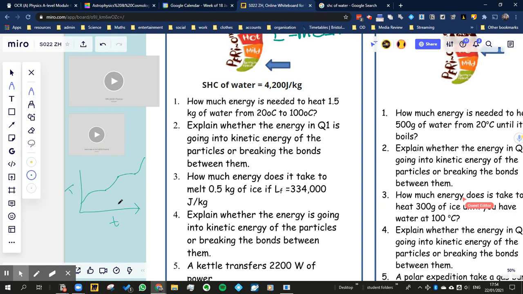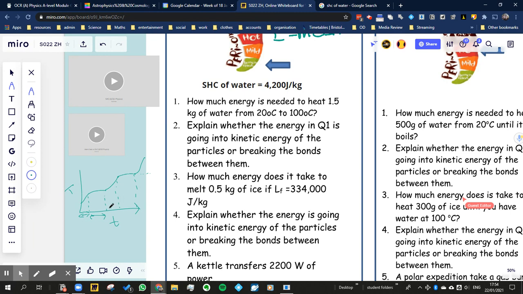Now the reason for that is because between these points here, we're heating up the ice, if we're talking about water here, and then between this point here, we are melting the ice. And then we're heating up the water, and then we're boiling the water, and then we're heating up the steam.